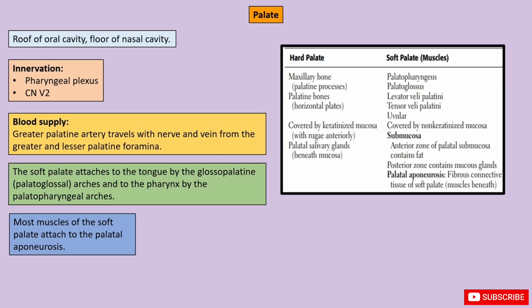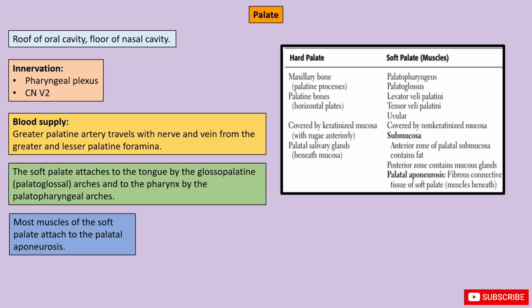The insertion of the soft palate muscles is on the palatal aponeurosis. So that can definitely be asked in the exam. The innervation we can see is from the pharyngeal plexus and from V2, that is the maxillary division of the trigeminal, and the blood supply is by the greater palatine artery from the greater and the lesser palatine foramina. You can see here the blood supply of it.